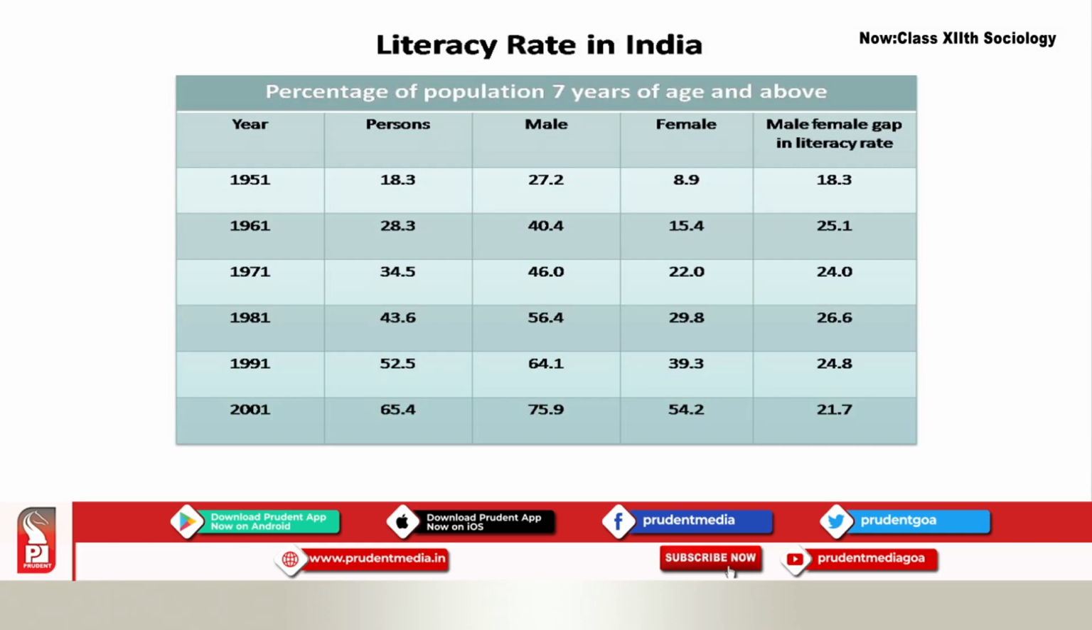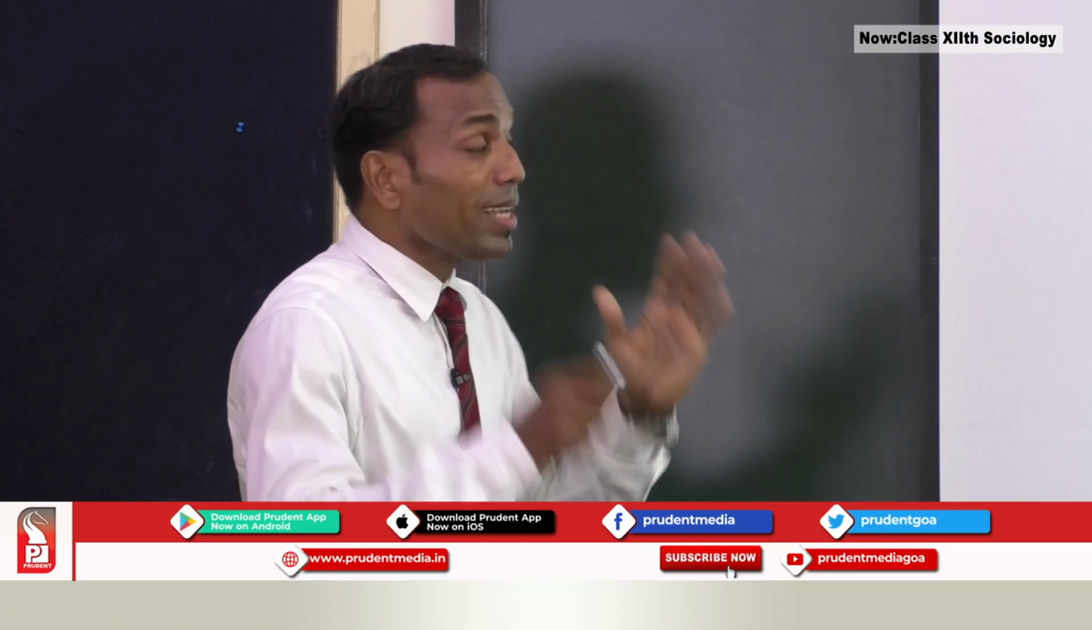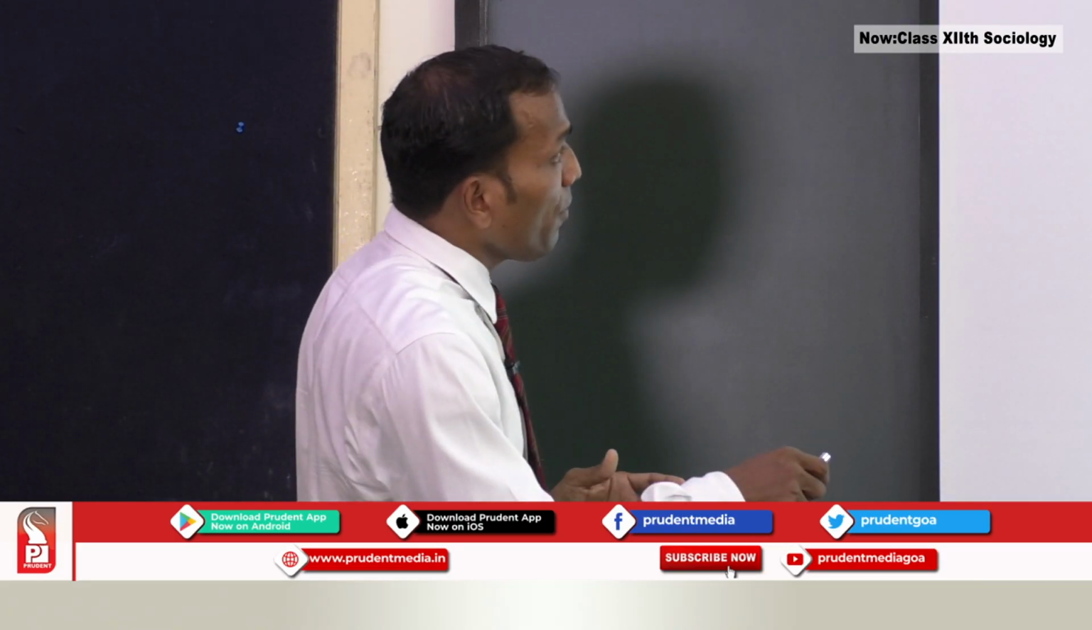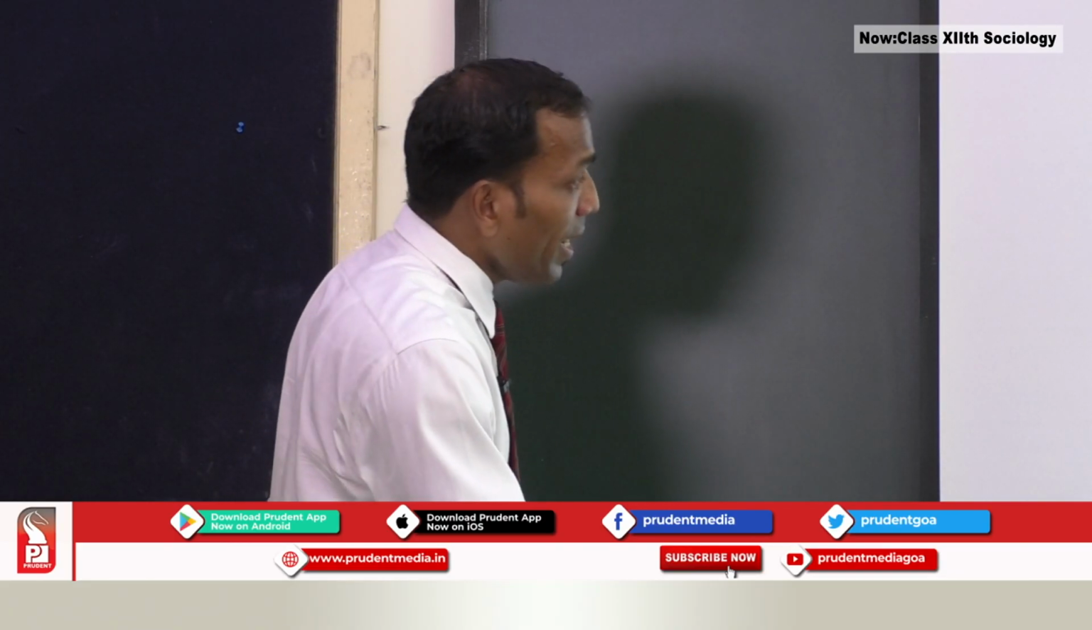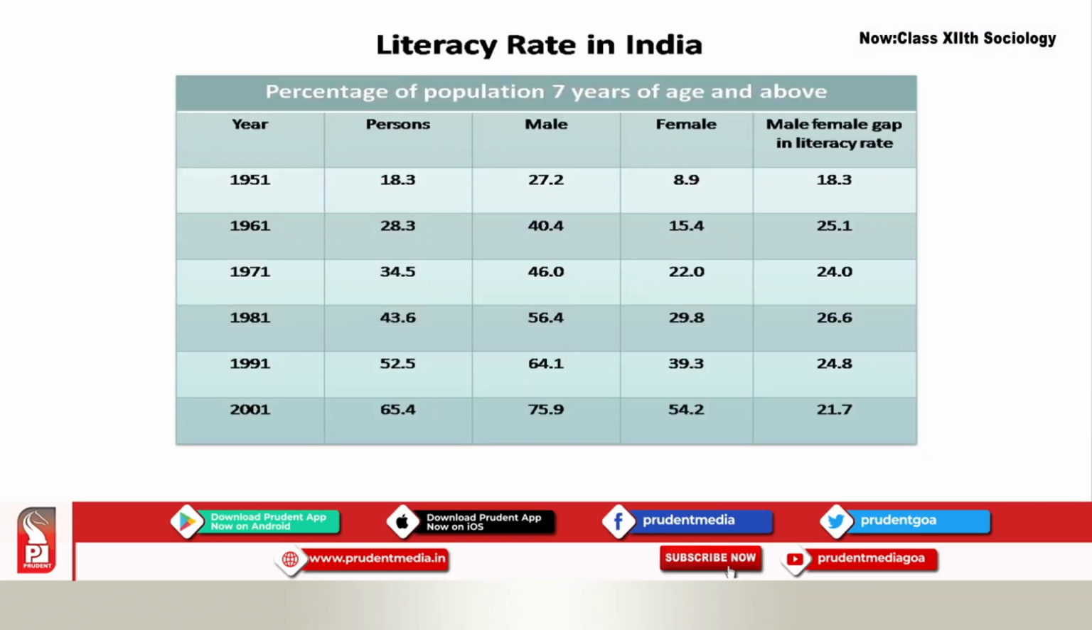The gap, the difference between male and female literacy in India, is reducing to 24.8%. Earlier it was a big gap, 25%, or 24%, 26.6%, but now it is reducing. That means females are having more literacy, but throughout these years, always male literacy is more.